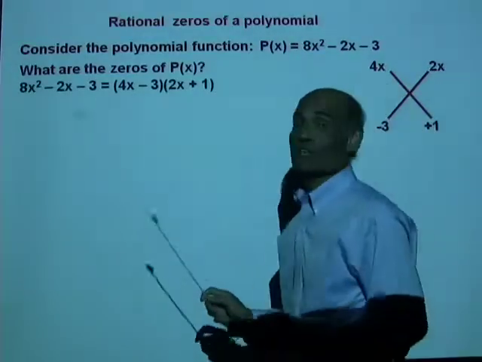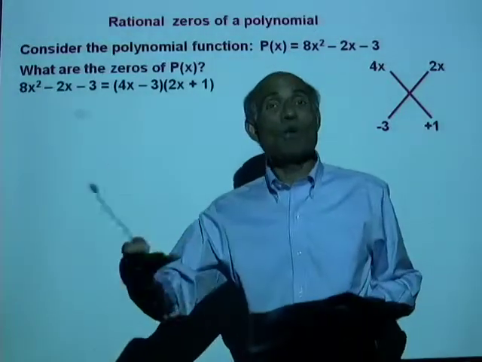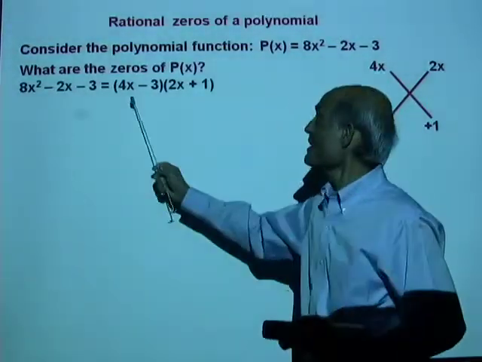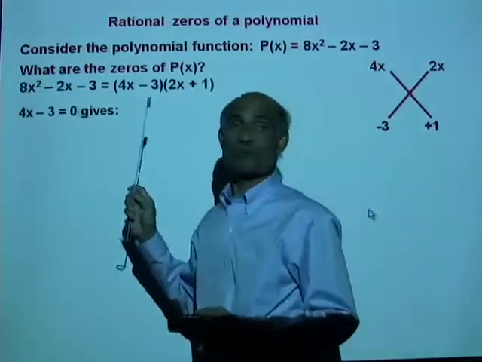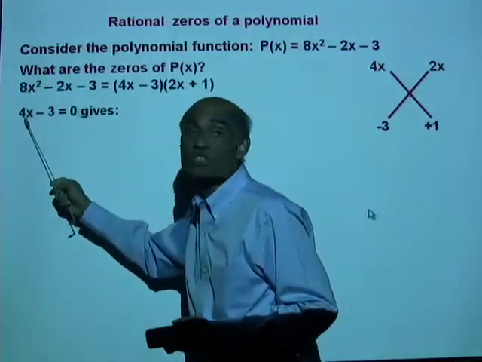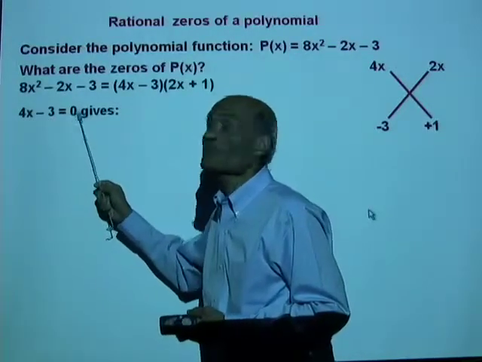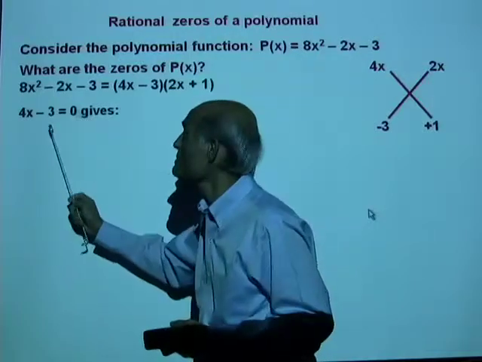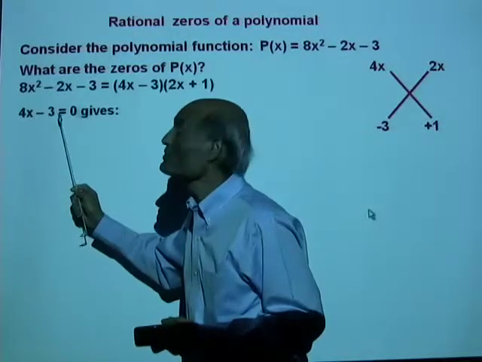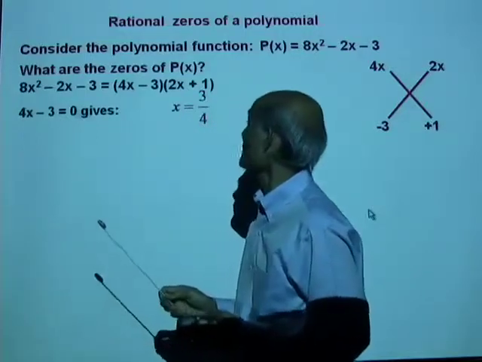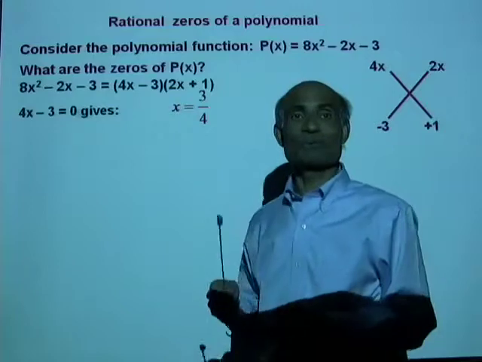In order to find the zeros of a polynomial, we set the polynomial to 0. In other words, we set each of the factors to 0. Let's start with the first factor. 4x minus 3 equal to 0 gives, tell me, what is the value of x here? x equal to 3 over 4. That's right. This is a rational zero.